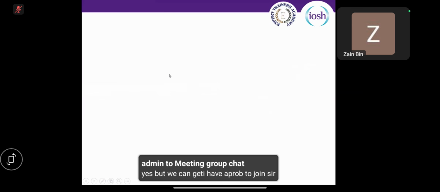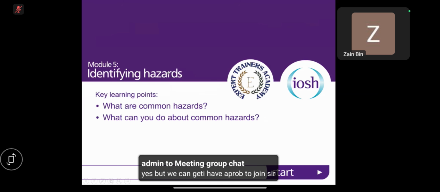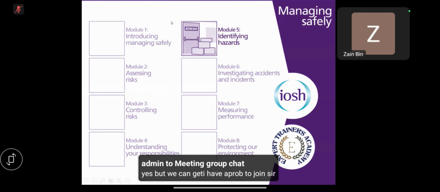So friends, this is model 5 for identifying hazards.